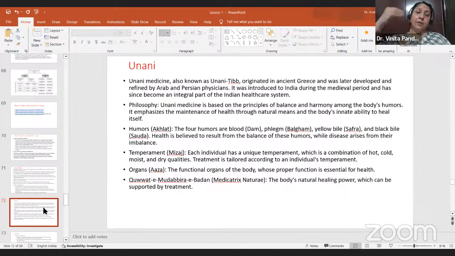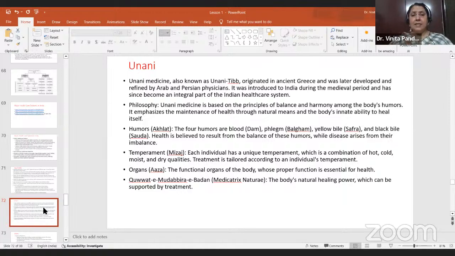So, apart from Ayurveda, there is Unani medicine, also known as Unani tibb, which originated in ancient Greece and was later developed and refined by Arab and Persian physicians. In Hyderabad also there are Unani hospitals. The Unani system is still very popular. And when I talk about India, it was specifically introduced during the medieval period, and today it has become an integral part of the healthcare system in India.